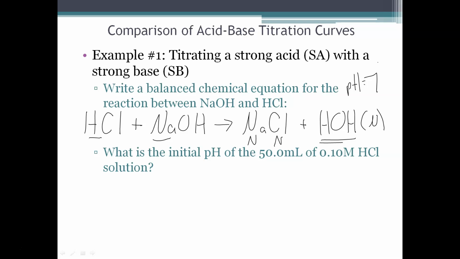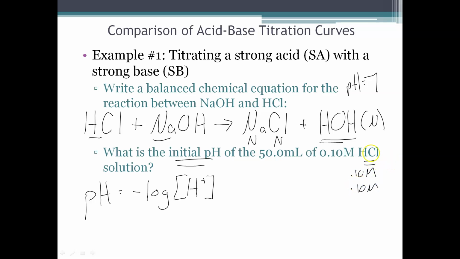It says, what's the initial pH of the 50 mL of 0.1 molar HCl? So we're going to start with 50 milliliters of 0.10 molar hydrochloric acid, and I want my initial pH of that. If you look at your equation for pH, it's negative log of your hydrogen concentration, right? Hydrochloric acid is a strong acid, so it completely dissociates in water. If you have 0.10 molar hydrochloric acid to start with, that will fully dissociate, and you'll have 0.10 molar hydrogen and 0.10 molar chloride.